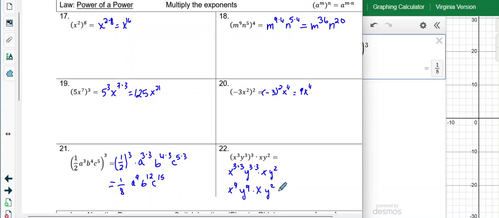Almost done. And now put the x's together. Now remember, these are being multiplied. So now we can go ahead and add the exponents. So 9 plus 1 is 10. And then y is 9 plus 2 is 11. And that's my final answer.